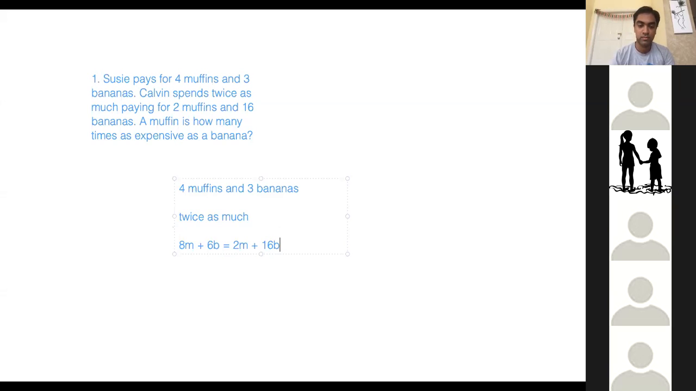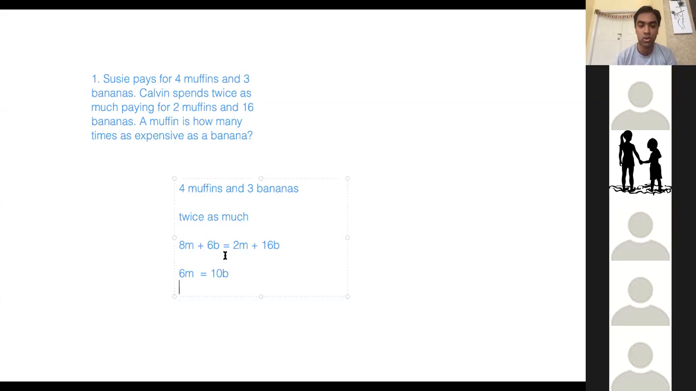And then I just subtracted the 2m, so you get 6m equals 10b. And then you just solve that and you get m equals 1 2/3 b, which is 5/3. Good. Yep. So in this case, the easiest way is you see that 4 muffins and 3 bananas is what Susie bought, and Calvin spent twice as much to buy 2 muffins and 16 bananas. So then you know that twice of what Susie bought is the same value as what Calvin bought. So 8 muffins and 6 bananas is the same cost as buying 2 muffins and 16 bananas.